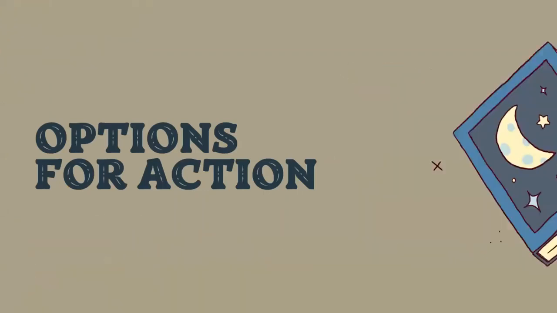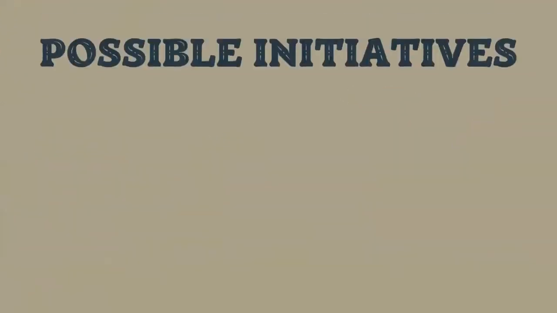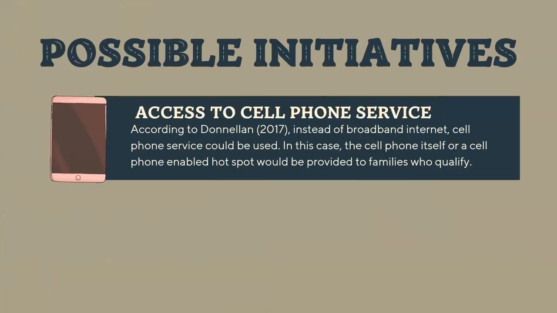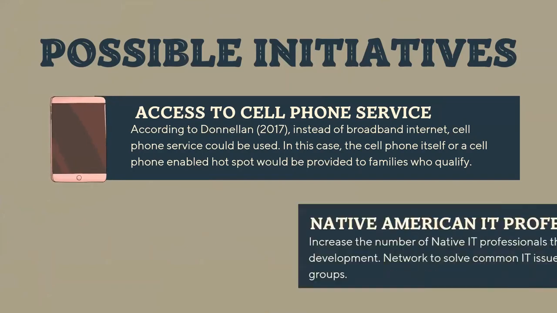Options for action. One possible initiative to help solve the problem would be to use cell phone service instead of broadband internet services. In this solution, cell phones and/or hotspots would be used. The devices would be supplied to families who qualify. A big question here is who would fund the devices.